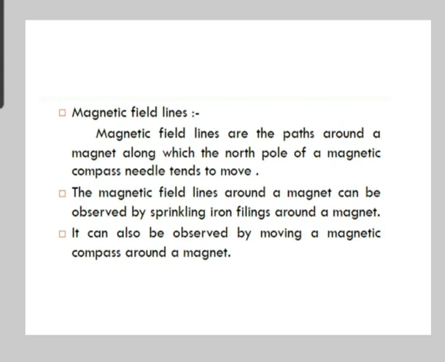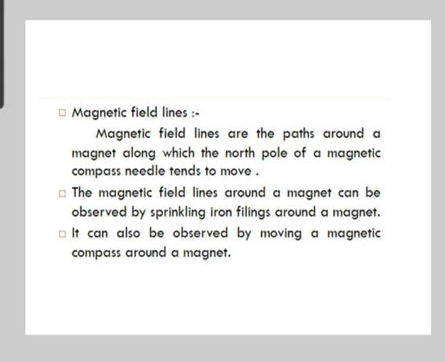The density of lines indicates the magnitude of the field. For instance, the magnetic field is stronger and crowded near the poles of a magnet. As we move away from the poles, it is weaker and the lines become less dense.